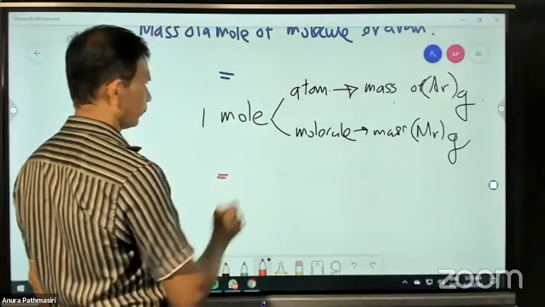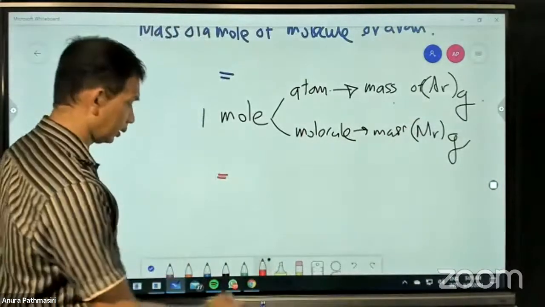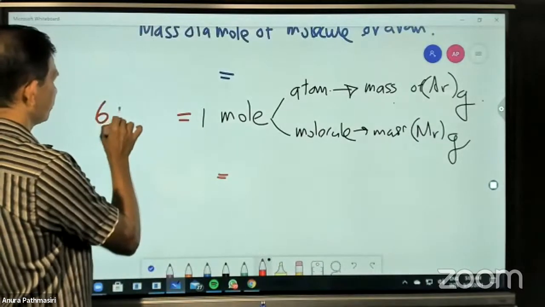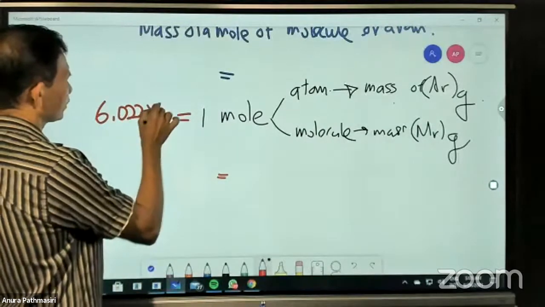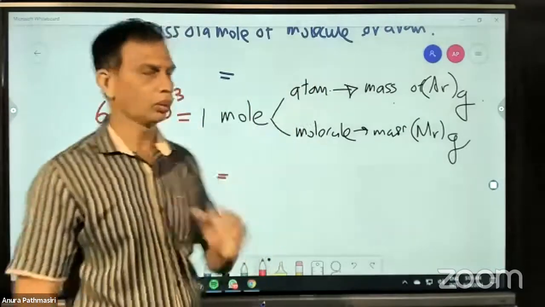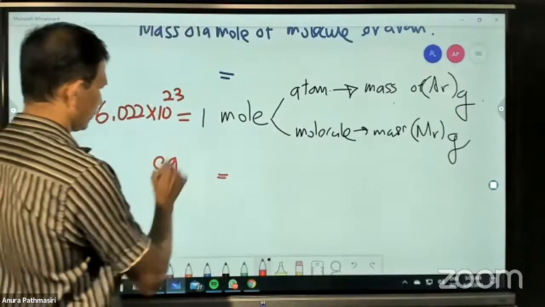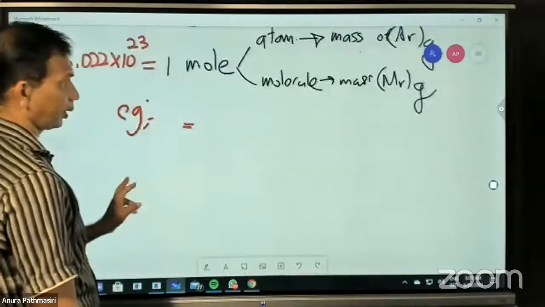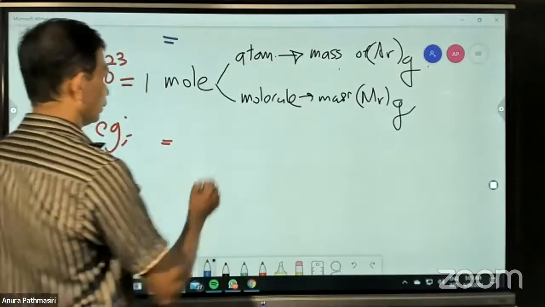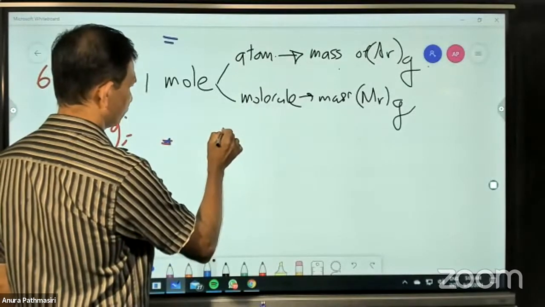Now he says, if you consider 1 mole, there you have 6.022 times 10 to the power 23 amount of atoms or amount of molecules. Example: I'm going to go with that here. Consider carbon. Or I'll take oxygen.